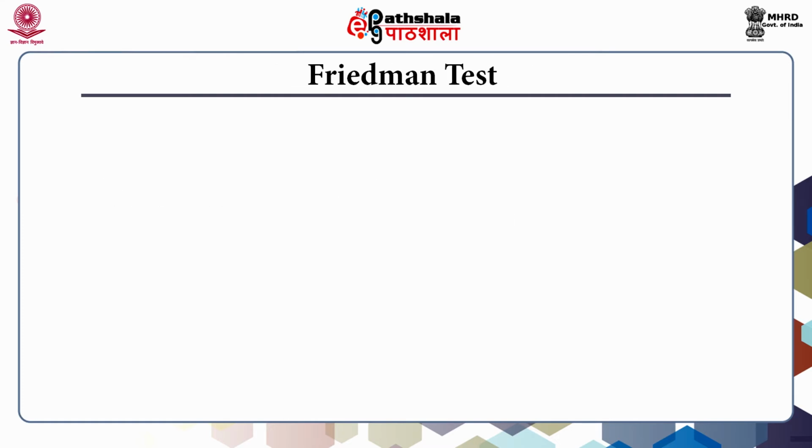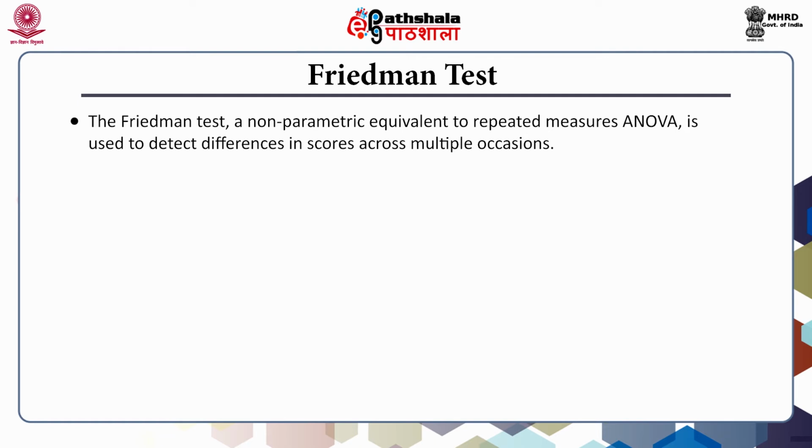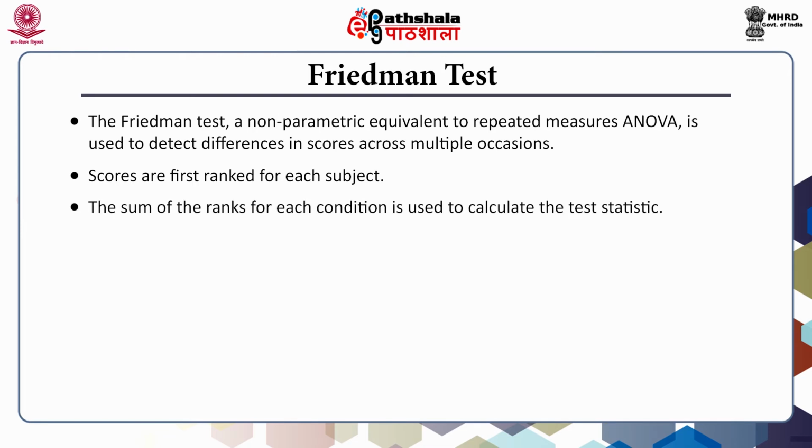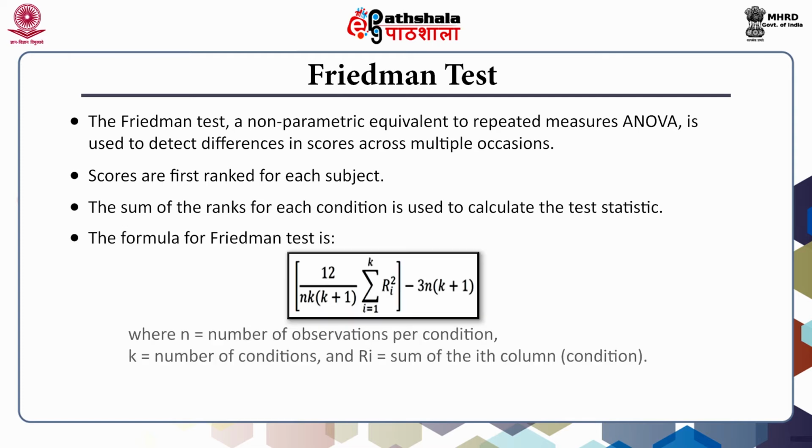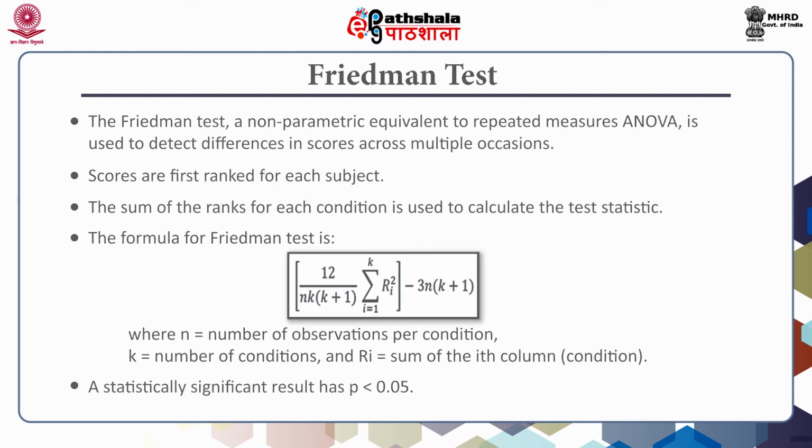The Friedman test. This is a non-parametric equivalent test to repeated measures ANOVA and is used to detect differences in scores across multiple occasions. Scores are first ranked for each subject. The sum of the ranks for each condition is used to calculate the test statistic. The Friedman test formula is provided below, and a statistically significant result has P less than 0.05.